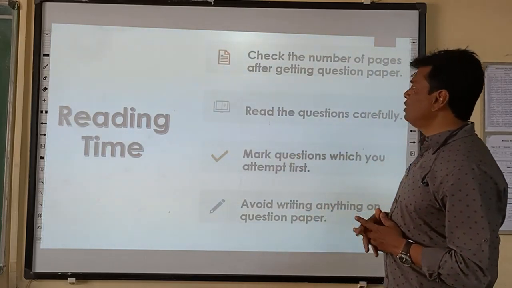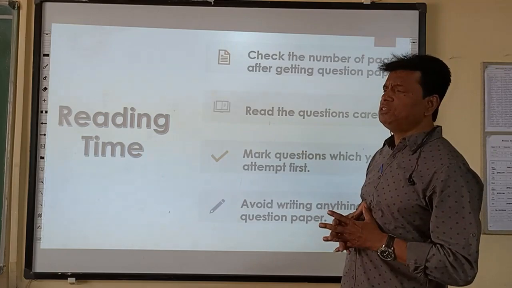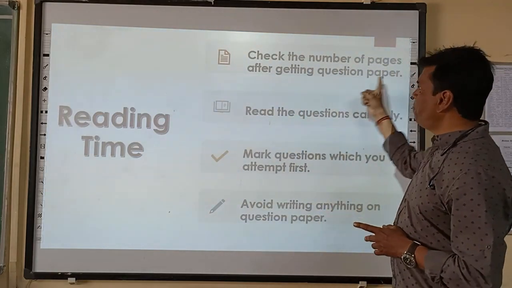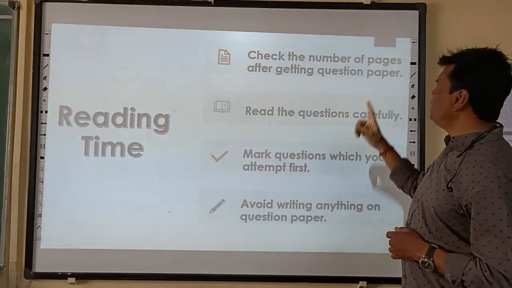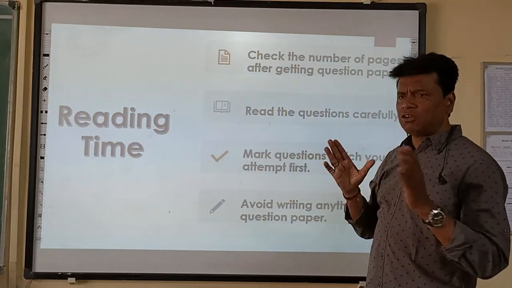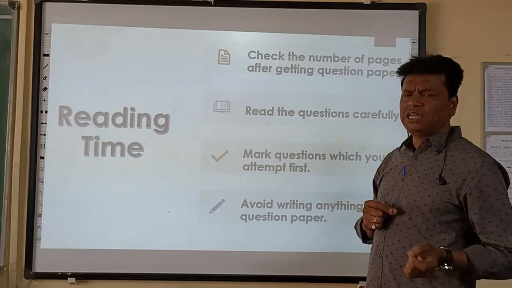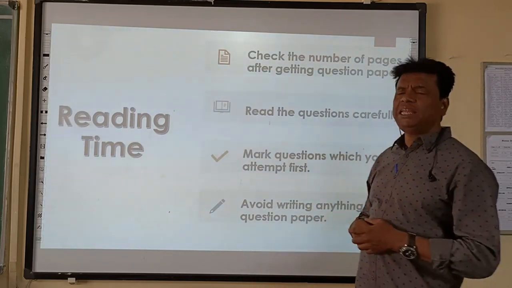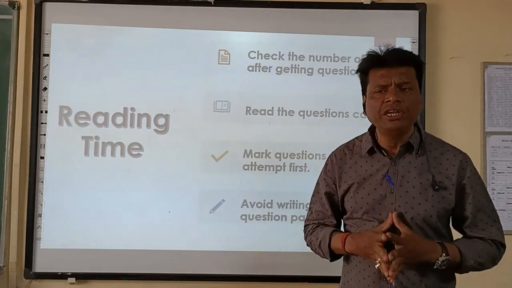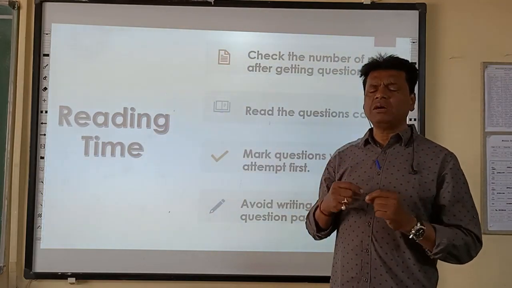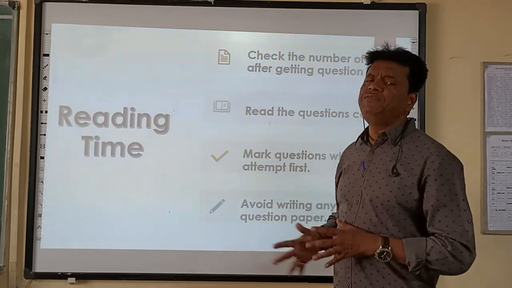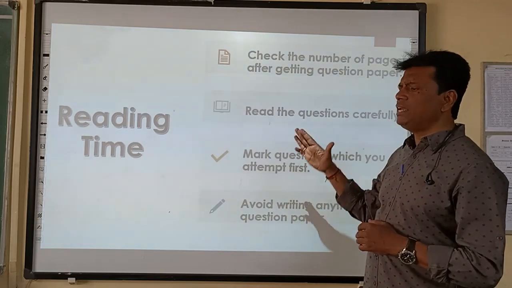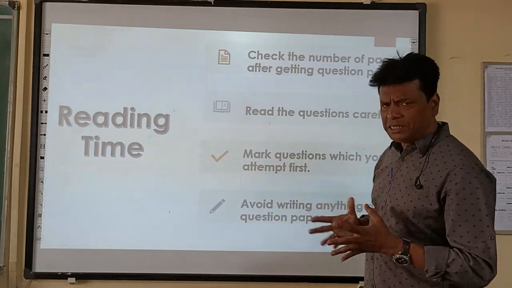The reading time: first of all, the moment you receive the question paper, you just have to check the number of pages. Right after getting the question paper, check whether the number of pages is correct, or some pages are left out, or some pages are torn. If so, you have to immediately inform the invigilators in the room that your question paper is not in proper order, like some pages are left out or torn.